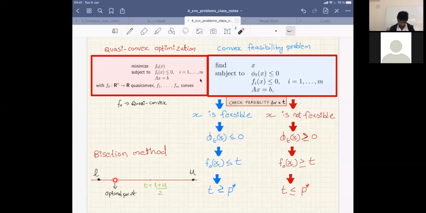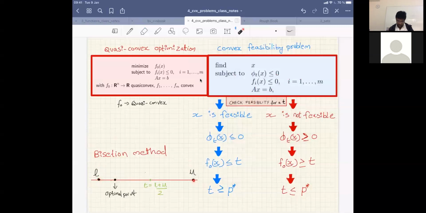Let's say this is the point where the minimum is achieved. I start with some boundary points, L and U. I pick two points L and U such that they lie on both sides of this. If you run this algorithm with t equal to U, if that gives a negative value, then the other will give a positive value, and vice versa. Now first I select this.